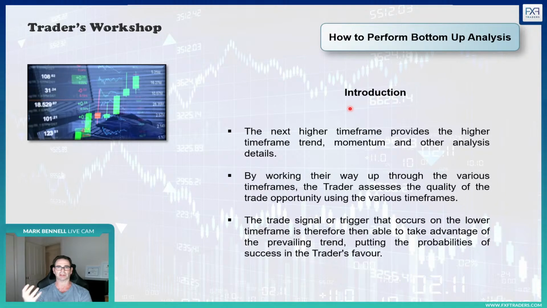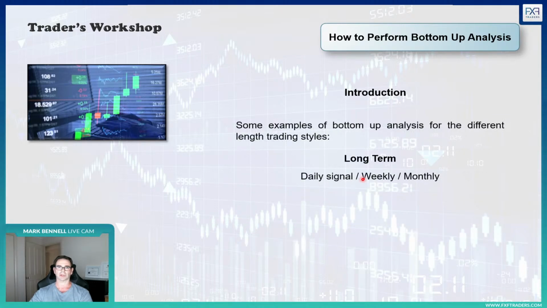So there's many great signals out there, but where they appear is critical. Some of you may know the rising three, the pause bar that we've spoken about recently. They're only good when they appear in certain contextual situations. So what are some examples of bottom-up analysis for the different length trading styles?